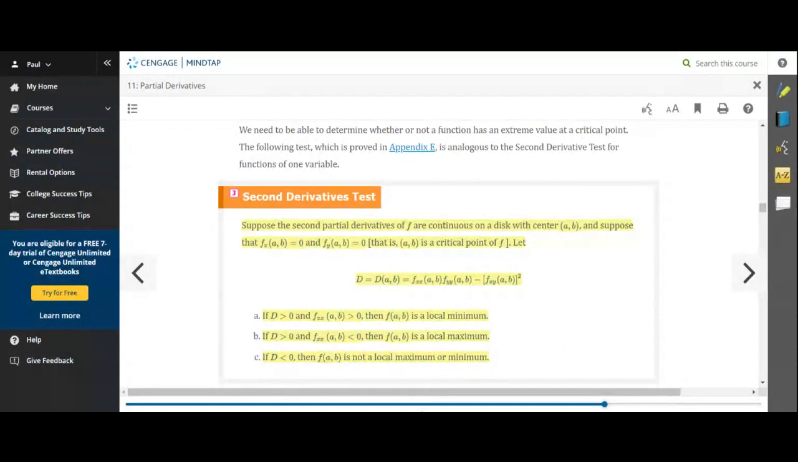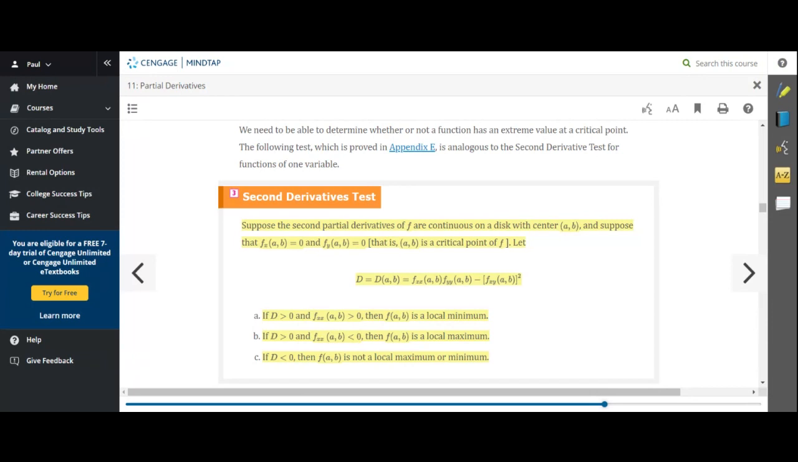To determine whether you have local maxima or local minima, you evaluate this quantity D, which is the product of two second partial derivatives, f sub xx and f sub yy, minus the square of the mixed partial derivative. Then based on the value of D and the value of your second partial derivative with respect to x, you can establish whether you have local maxima or local minima. So this is a test that's done.